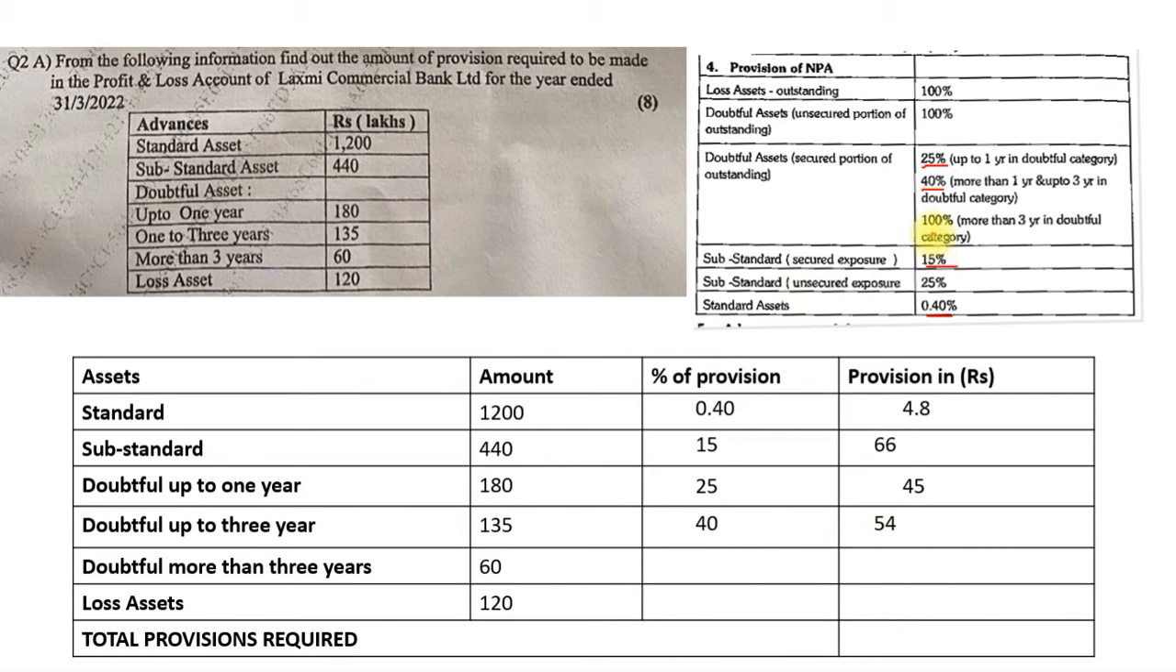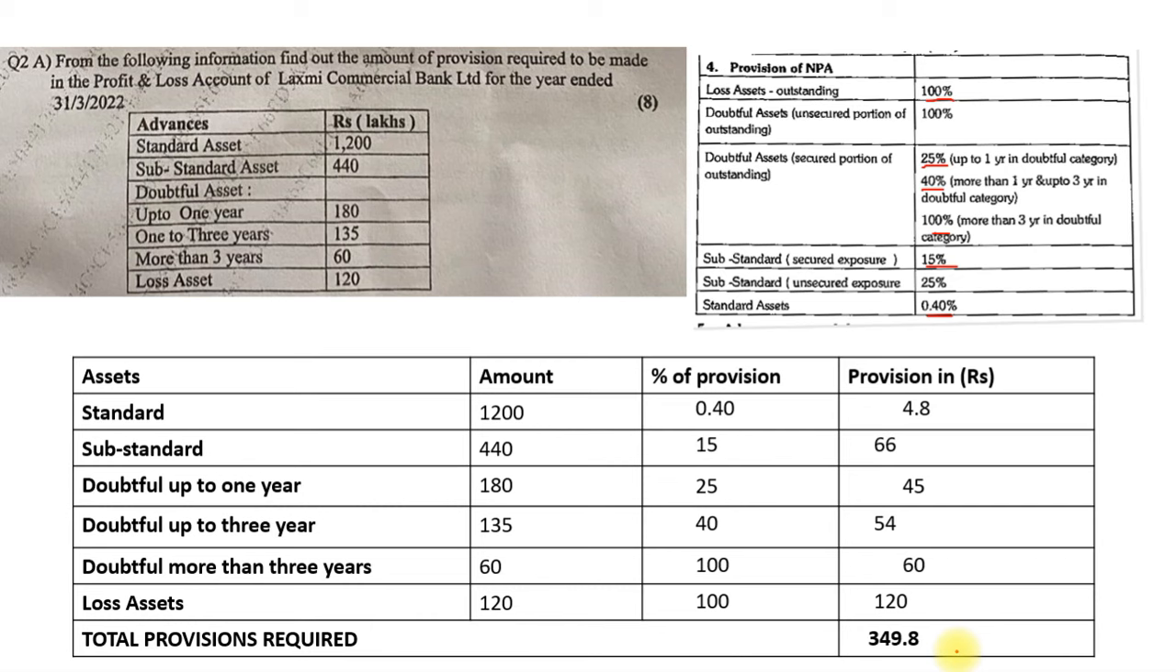Doubtful more than 3 years, it is 100%. So 60 into 100% is 60. And last, loss asset, anything which is a loss, complete 100%. So 120 into 100% is 120. We add up and that will become the total provision which has to be made, which comes to 349.8 in lakhs. So this is how you all had to solve the sum.